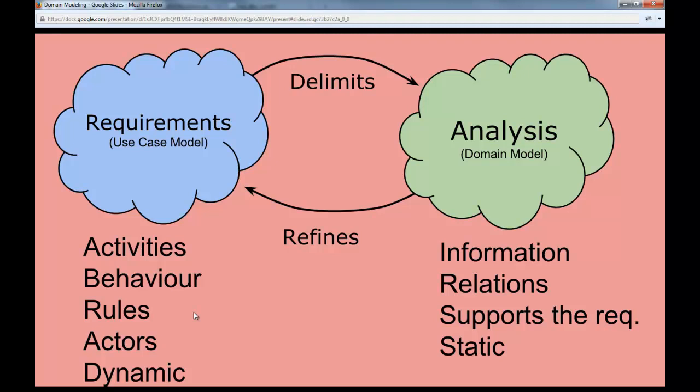And also use the analysis to refine the requirements. So these are not two exact copies of each other. The requirements are good at the dynamic side, analysis or domain model is good at the static side. So they complement each other. They are not supposed to be an exact copy. So use requirements for rules, for example, and you use the analysis model to understand the information and the relations needed.